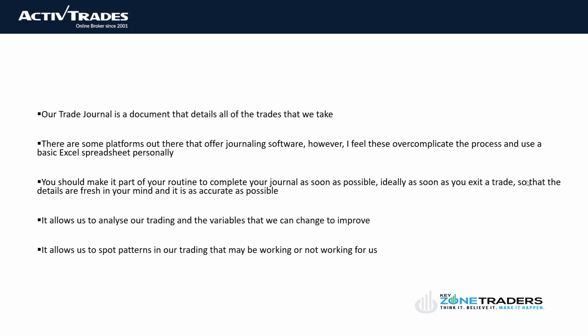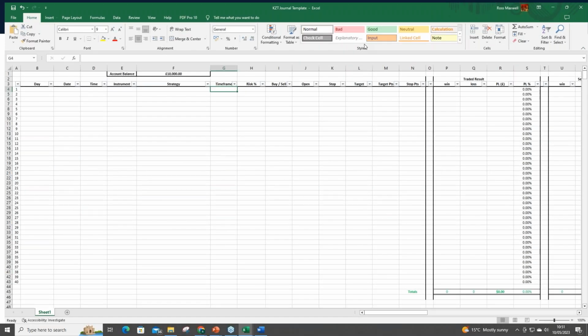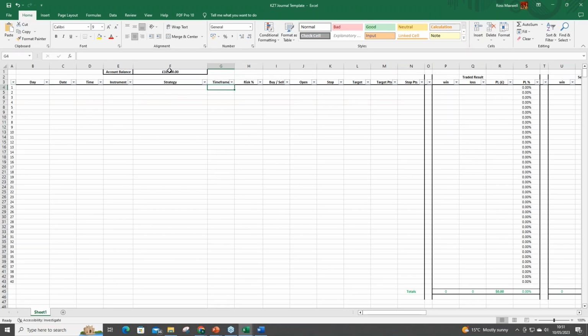Okay, so this is the template. As I say, it's a very basic template. You have your account balance at the top, and therefore, if you make, say, £100, it's going to tell you, exactly, that you made 1%, for example. But these are the metrics that we look at.